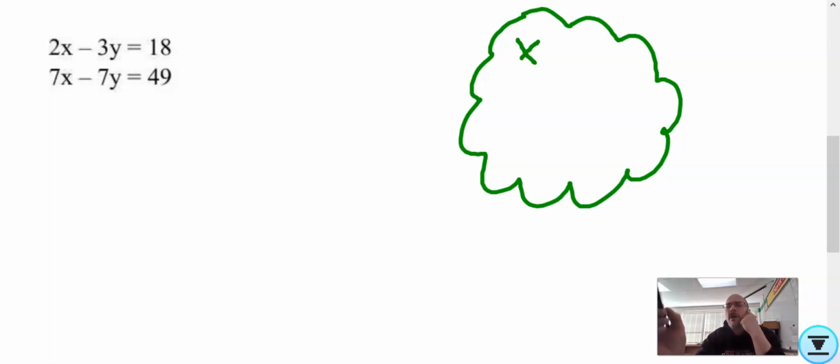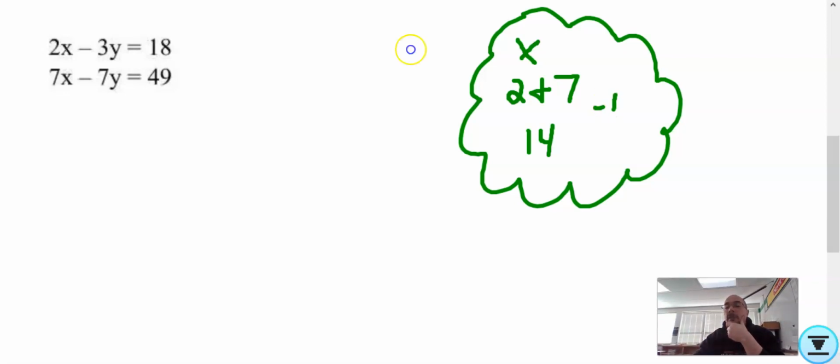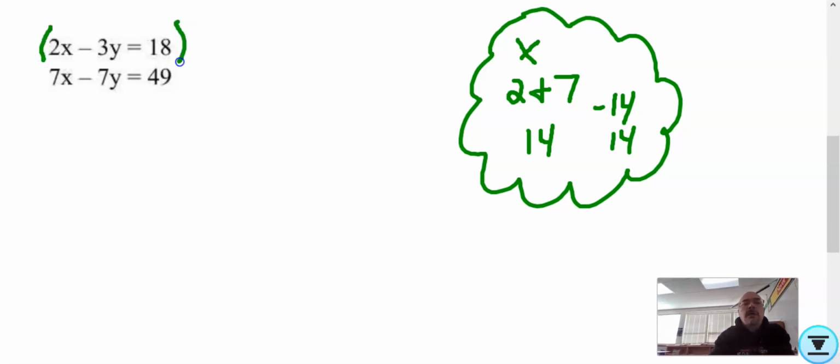What do 2 and 7 have? What multiple do they have in common? Oh, 14. So I want one of them to be a negative 14 and the other one to be a positive 14 so that they eliminate. If I want this top one to become a negative 14x, I'm going to need to multiply by negative 7 on the top. So negative 7 times 2x is negative 14x.